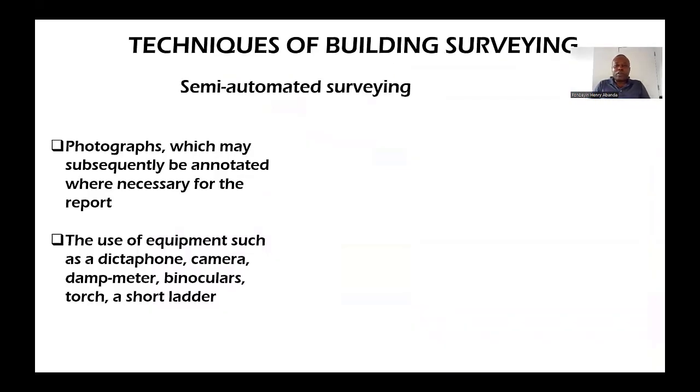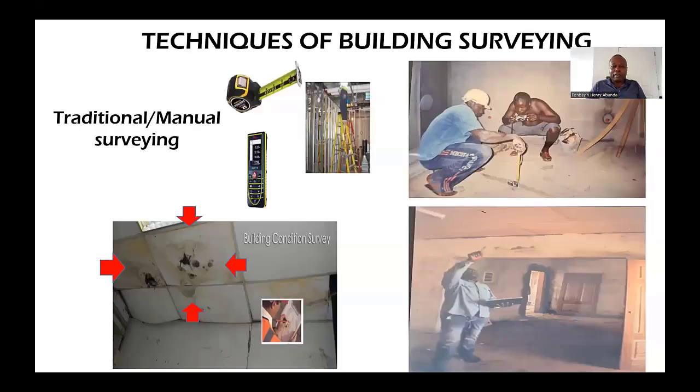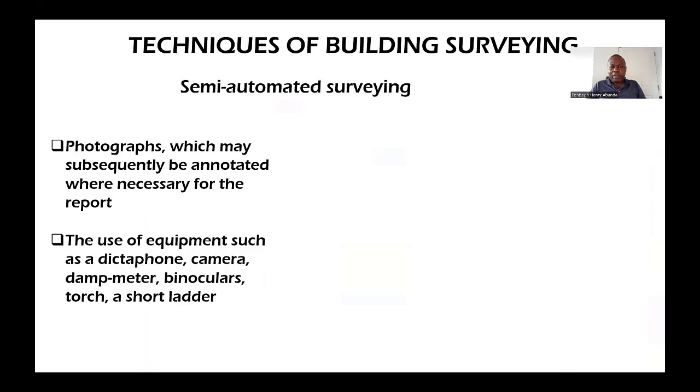Now, with semi-automated surveying, you may involve the use of equipment a bit more advanced than just using the manual tape and other minor equipment. So photographs, which may subsequently be annotated, may be taken using a camera. You may also be using a dictaphone, a damp meter, binoculars, torch, and a short ladder. So in semi-automated there's greater involvement of use of equipment.